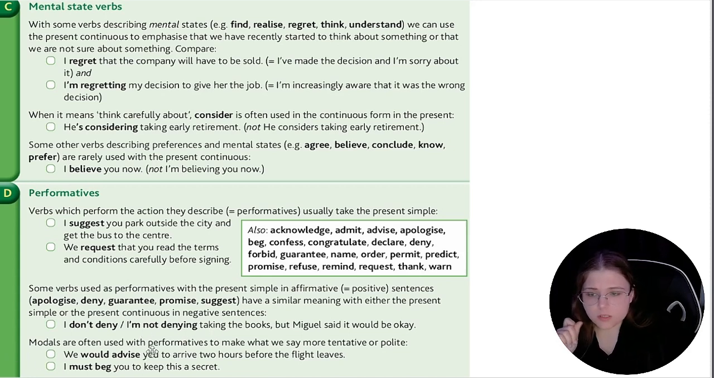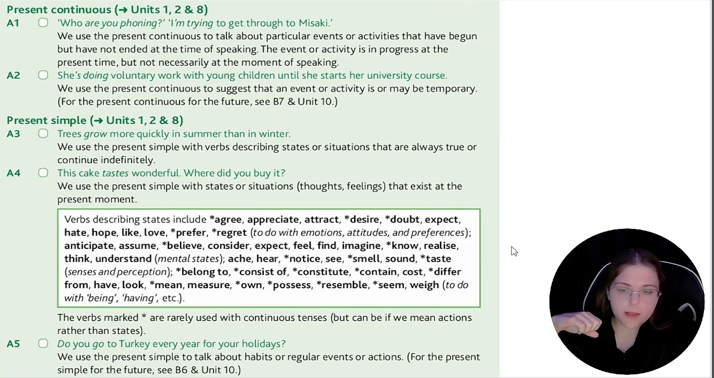Modals are often used with performatives to make what we say more tentative or polite. We would advise you to arrive 2 hours before the flight leaves. I must beg you to keep this a secret. We use modals, and this is quite common. Moreover, about modals, what can I add here?